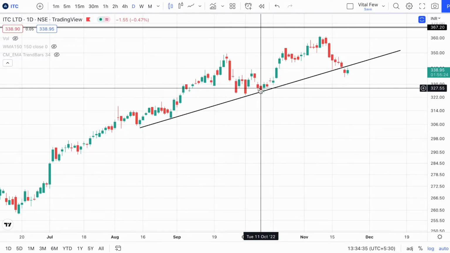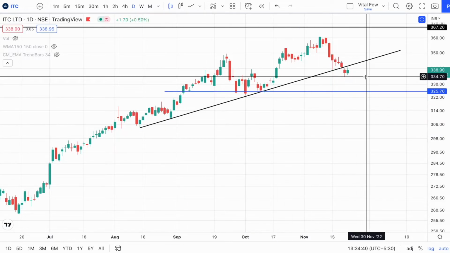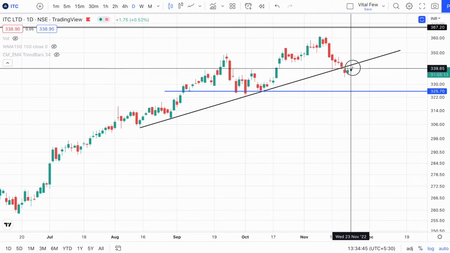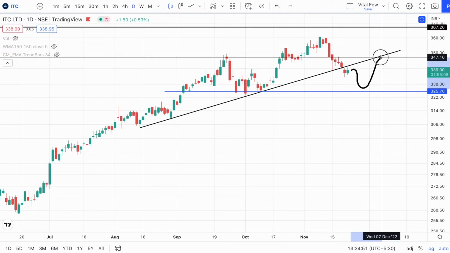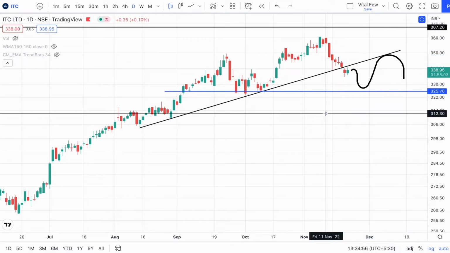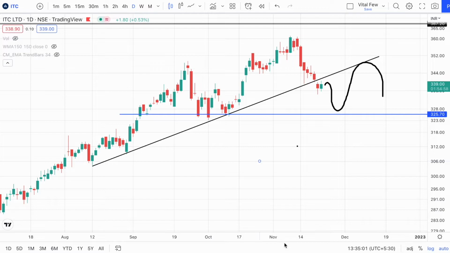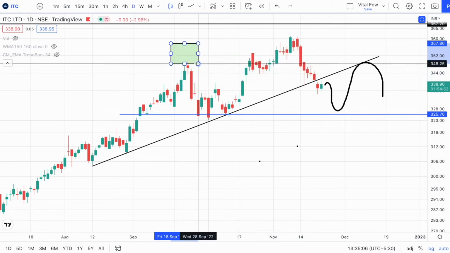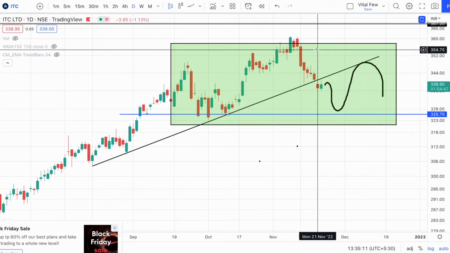Let me mark it with another color. Let me draw its possible price movement. What it might do is come and touch this level and again go back, and from here it can again start turning down. If you analyze closely, you will notice this entire area as a head and shoulder pattern. These are the two shoulders and this is one head.